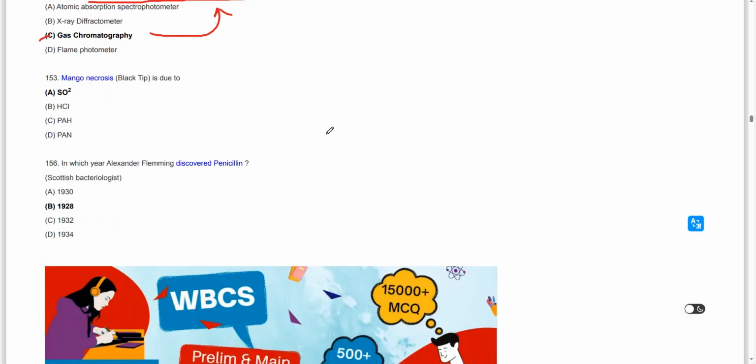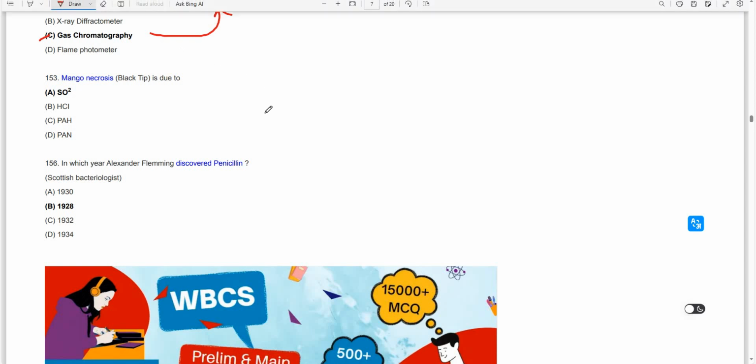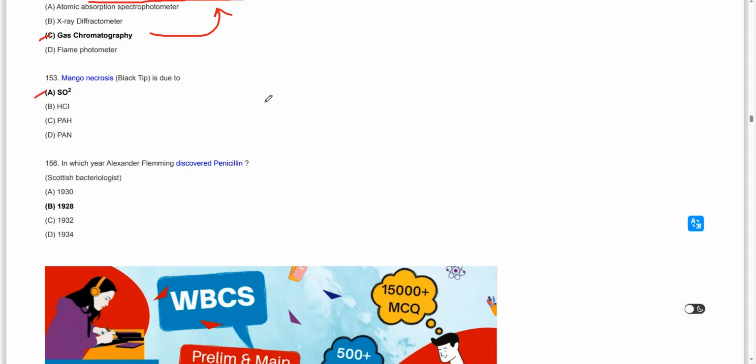Mango necrosis is a kind of disease in mango. Mango necrosis, or black tip, is due to the presence of SO2. So mango necrosis is due to the presence of SO2.